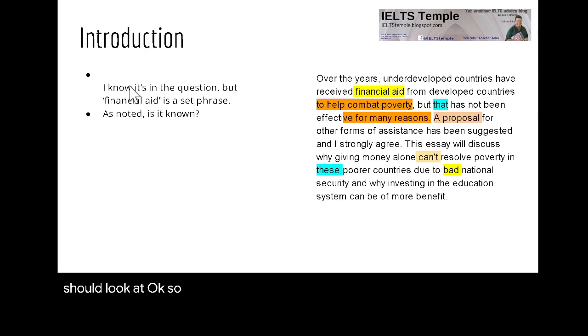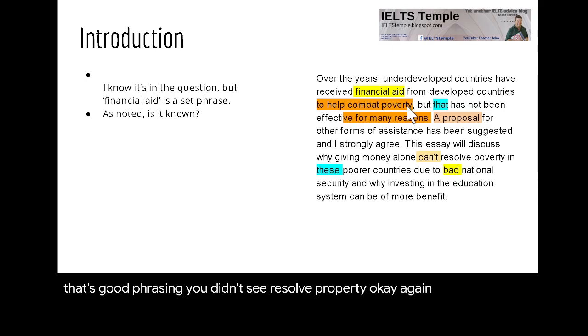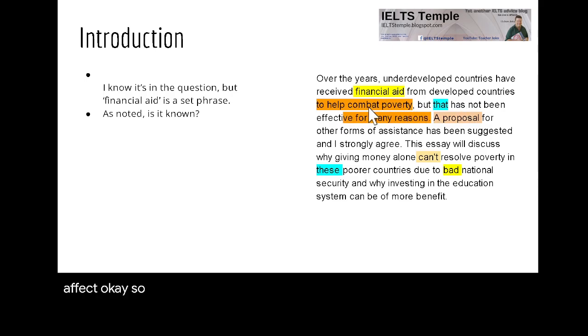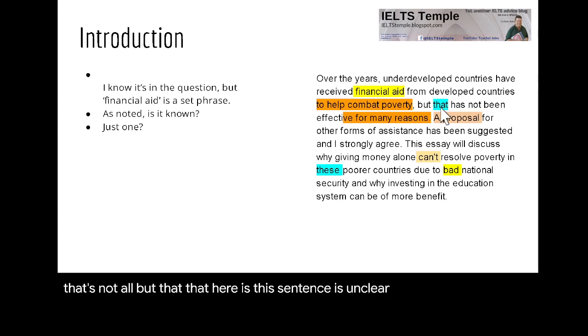Okay, so as I mentioned before, is it the fact that to help combat poverty? Okay, that's good phrasing. You didn't say resolve poverty. Okay, yeah, but it's not been effective. Okay, so it is perfectly plausible that it's to help combat poverty, but that's not all. Okay, but that here in this sentence, that is unclear. Yeah, you should not say, but that has not been effective.